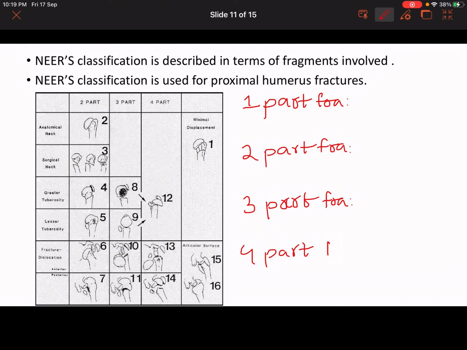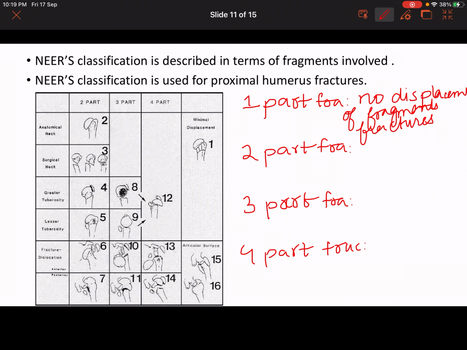So what I am basically trying to say is that in one part fracture, there is no displacement of fragments, but it can have fracture lines. It can have fracture lines, but there is going to be no displacement of the bone. So this is the diagram showing the minimal displacement: it has fracture lines, but it is not displaced.